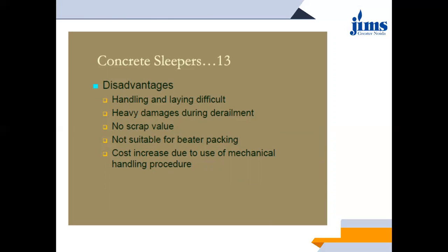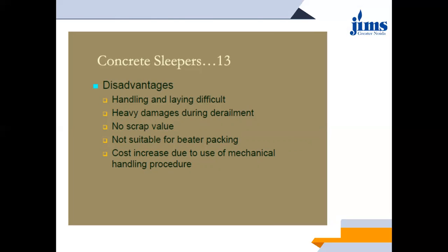Beater packing is basically the ballast cushion which you place under the sleeper. In case of wooden sleeper, since wood is a bit soft in nature, even though it is made of hardwood, what happens when you compact these ballast cushions? It gets quite easily fit, and the packing density achieved is better.